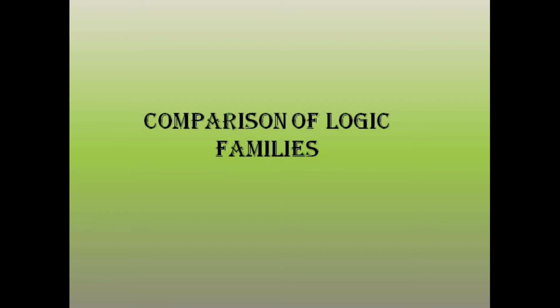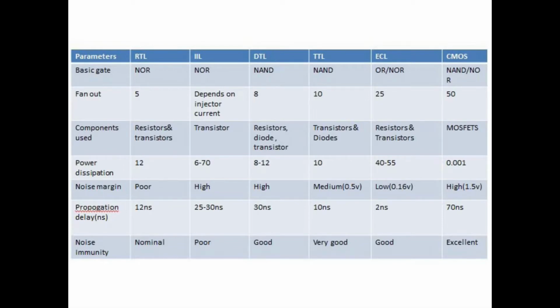Hello everyone. In this video we will discuss the comparison of logic families. So in the last video we discussed different classification of logic families. We know that logic families can be classified into two based on their polarities, that is bipolar and unipolar. Bipolar can be again classified into saturated and unsaturated.